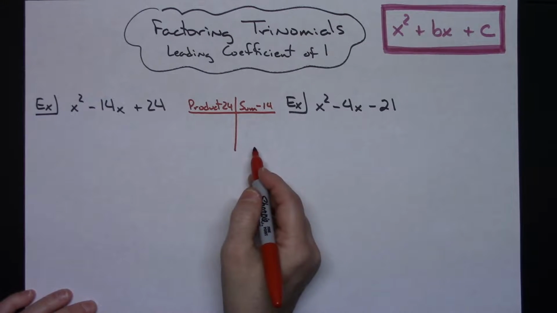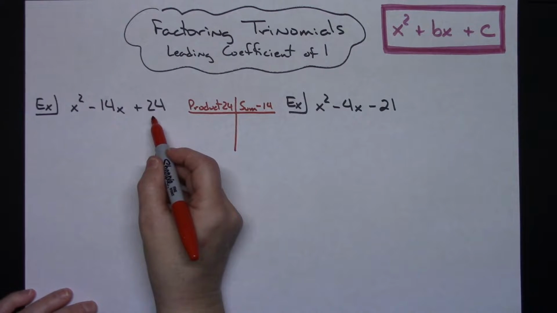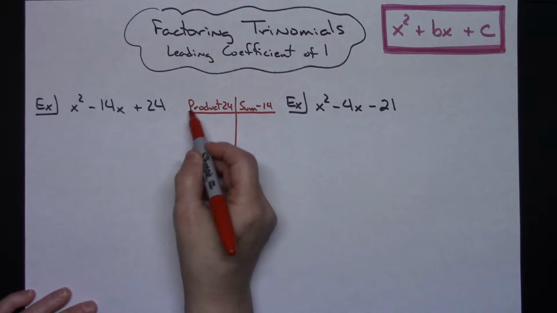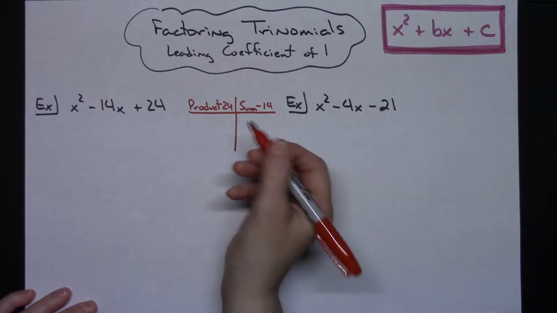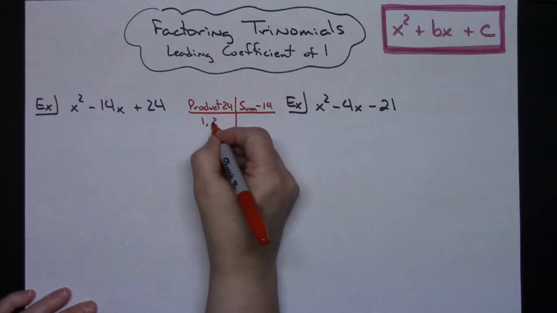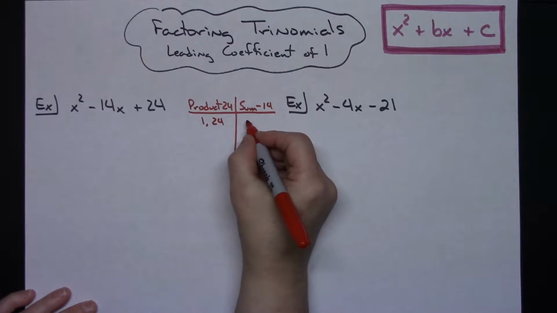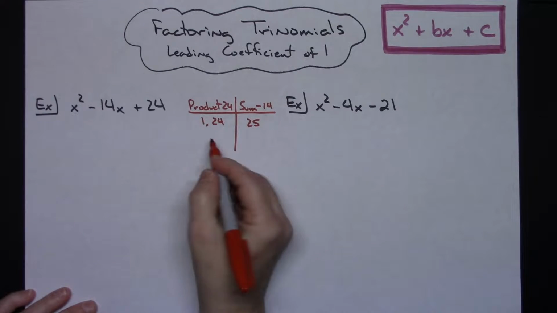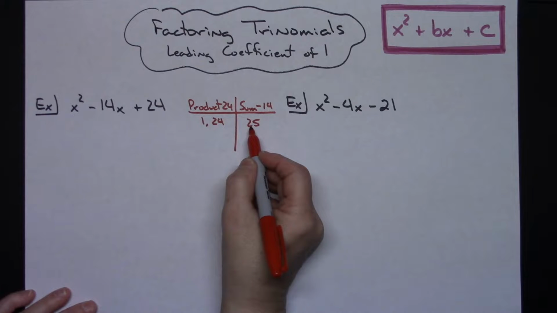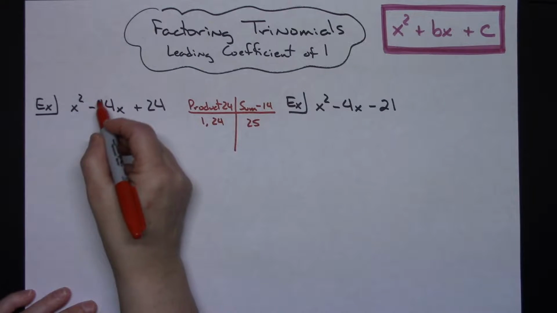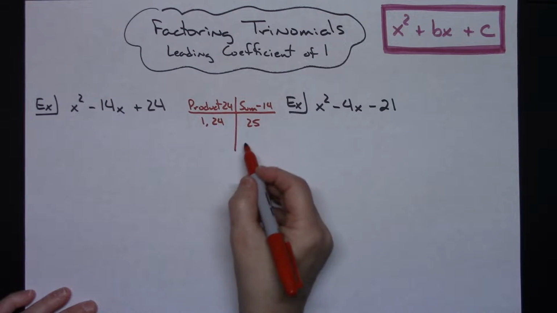Alright, so what I'm going to start doing is listing two numbers that multiply together to be 24. So in other words, products of 24. So 1 times 24. But now if I sum that, I'm going to get a positive 25. If I have two positive numbers and I add them, I'm going to get a positive number, but I need a negative 14 to appear in my sum column.